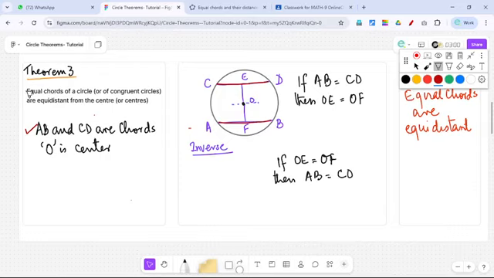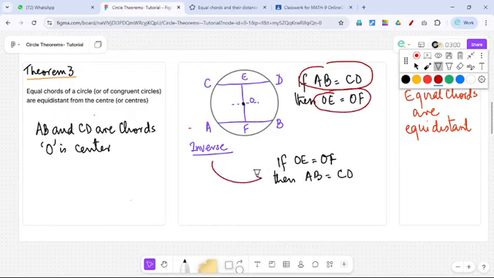As per the theorem, equal chords, that means if these chords are same, so the condition is if AB is equal to CD, then their distance from the center, which means from center, chord CD is OE distant and chord AB is OF distant. So the distance of these two chords from the center will remain same. If chords are same, the distance from the center is also same.